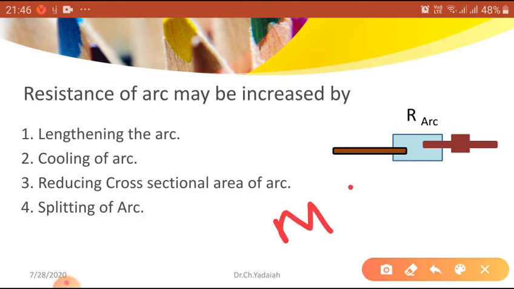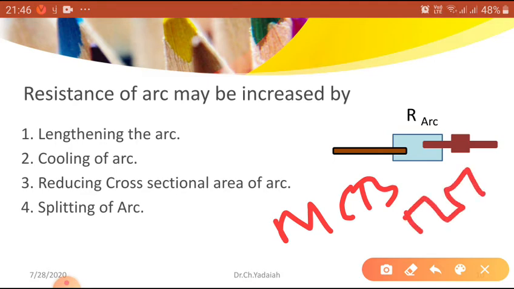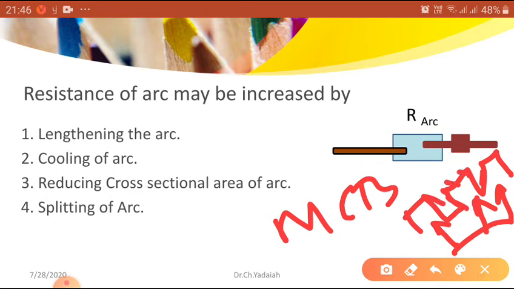So what is happening in MCB? Arc can be entered into the shooters, some metal shooters. So what is the arc here? Some arc is entered here, some arc is entered here, some arc is entered here. Then it is split into the narrow places. Whatever heat is present in the arc is absorbed by these metallic shooters. Then it automatically cools. So all of this is done by these methods.